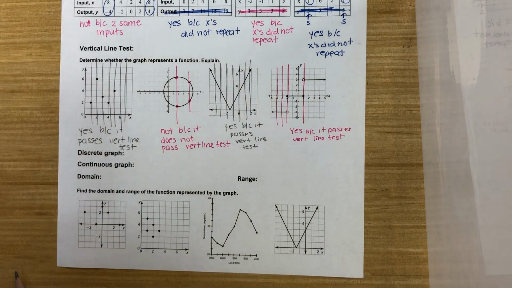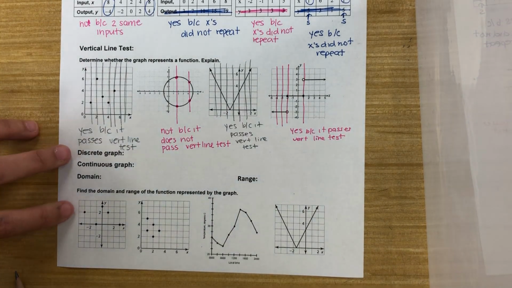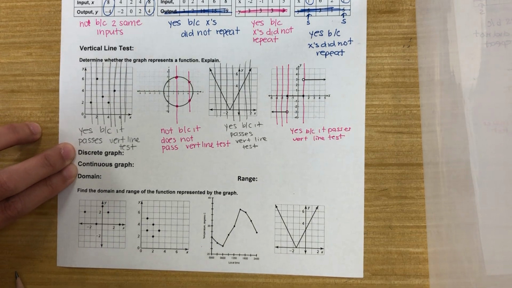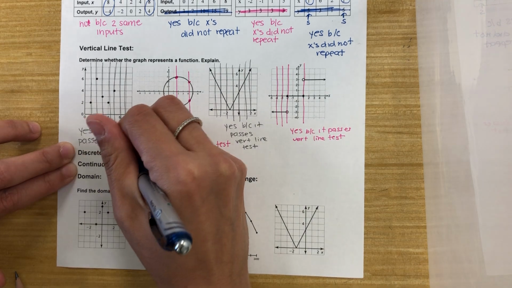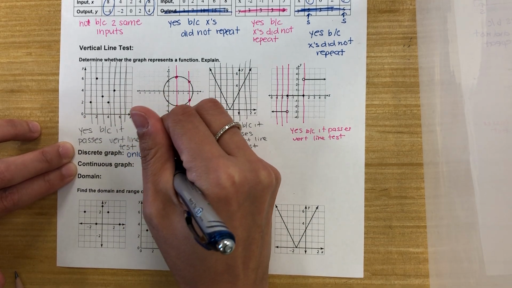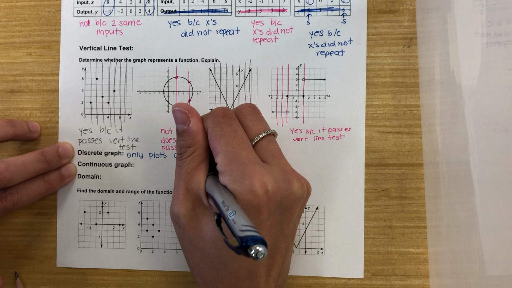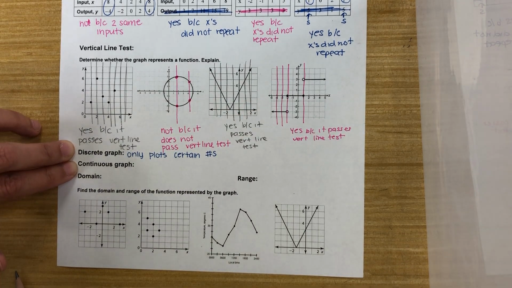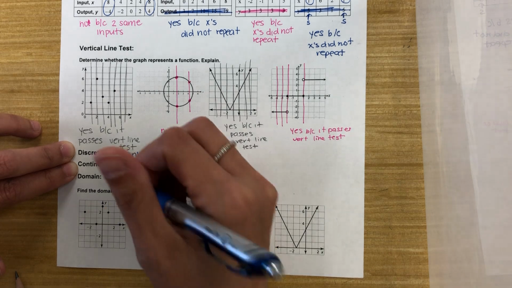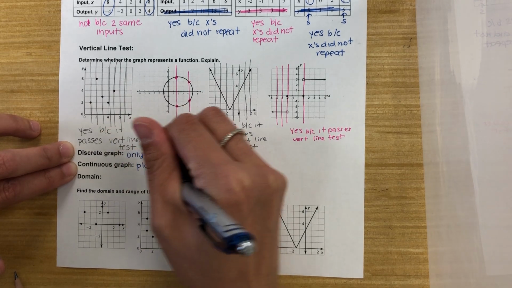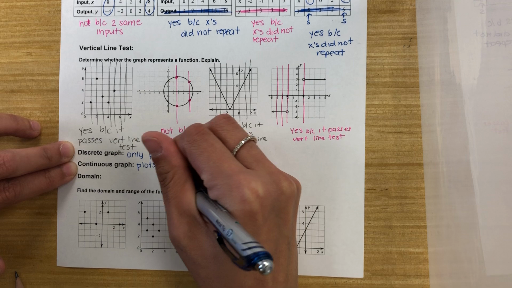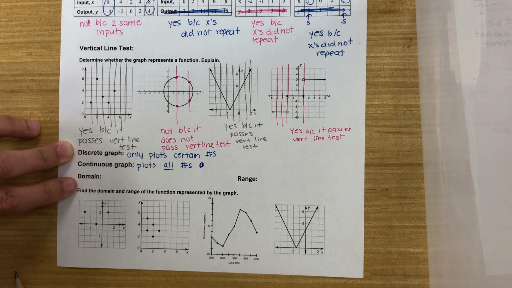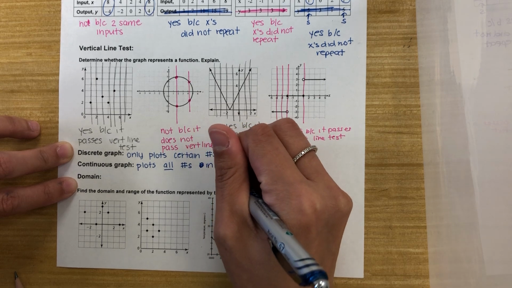Okay. Now let's talk about different types of graphs. You have a discrete graph and a continuous graph. A discrete graph is a graph that only plots certain numbers. Like it just plots specific numbers. Whereas a continuous graph, it plots all the numbers. Like all the numbers, including everything in between.